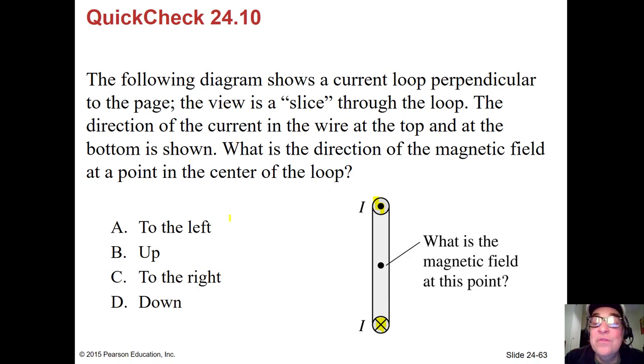Okay, so that looks just like what we just did, coming out at you in the center. If you use the first right-hand rule, it would be to the right. So current's coming out at you everywhere as you go around the loop. It's pointing to the right, just like the picture from the previous slide.